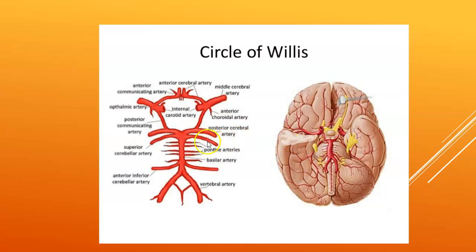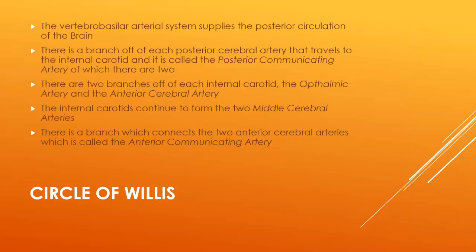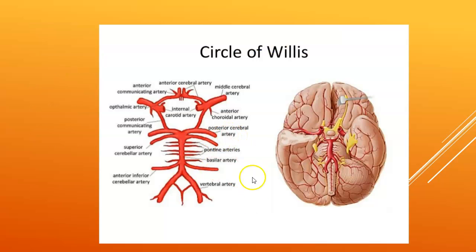And there are other branches here, but I'm not too concerned with getting into them. Just understand that we have the 2 vertebrals, the basilar, and the 2 posterior cerebrals. The vertebral basilar arterial system supplies the posterior circulation of the brain. So this is basically all of this to here, and it is supplying this posterior aspect of the brain.